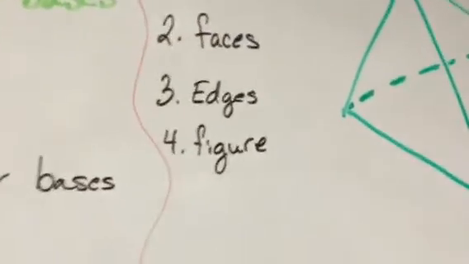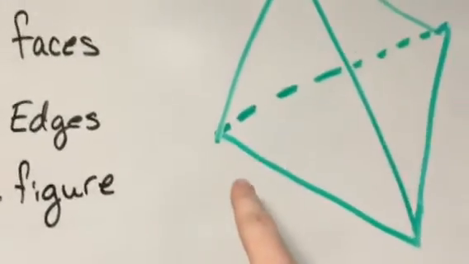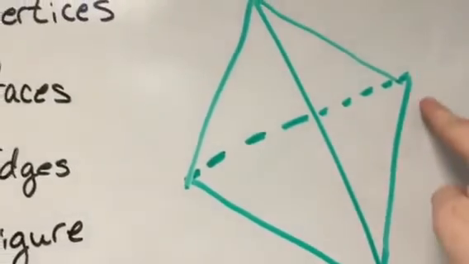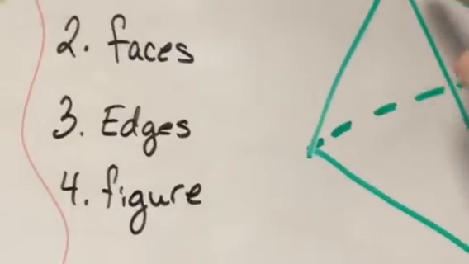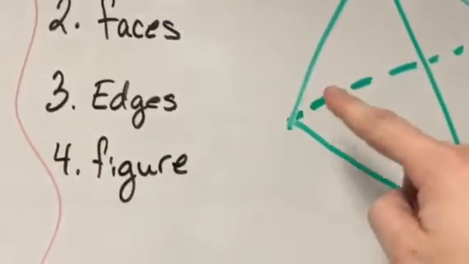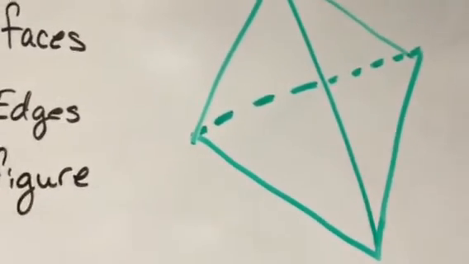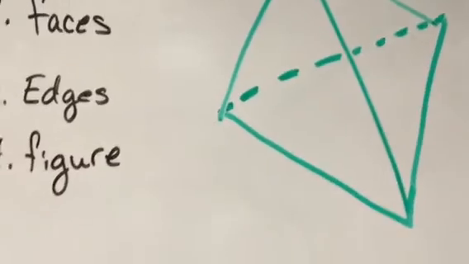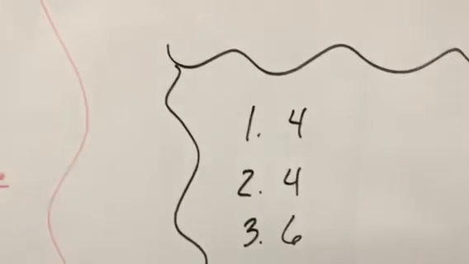Let's look at edges. Edges are kind of like those lines that we drew. So we have 1, 2, 3, 4, 5. And I drew this one dotted because we can't really see it from the angle we're looking at, but that's still considered an edge. So that would be 6. Again, our answer for number 3 is 6.